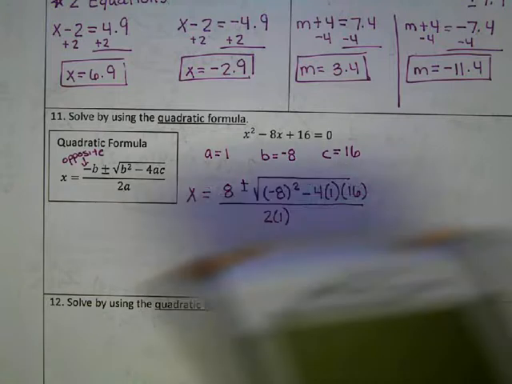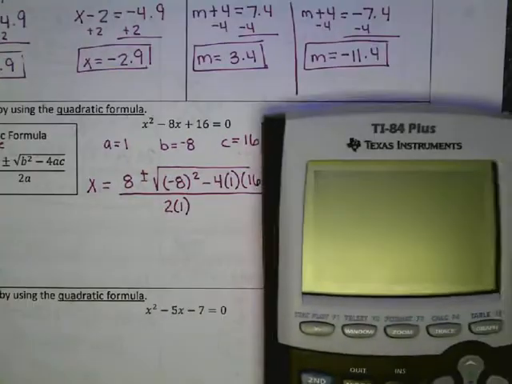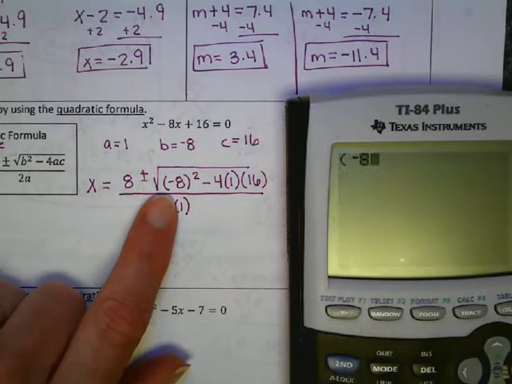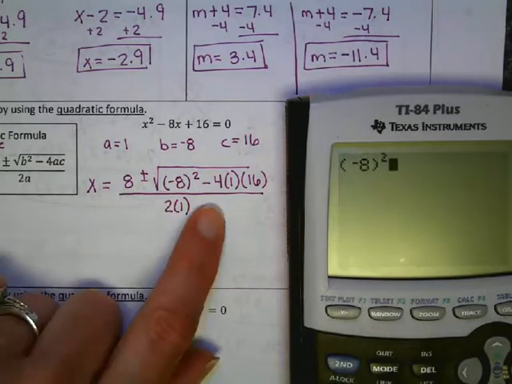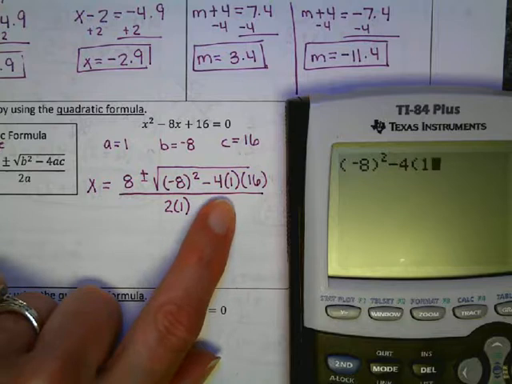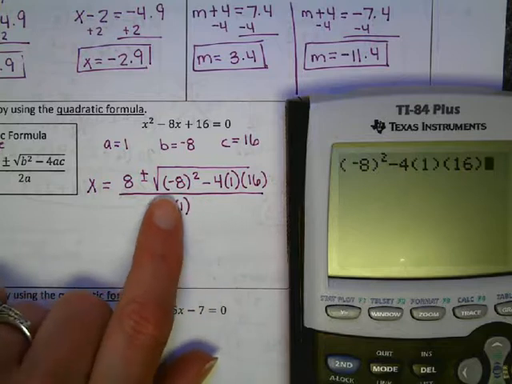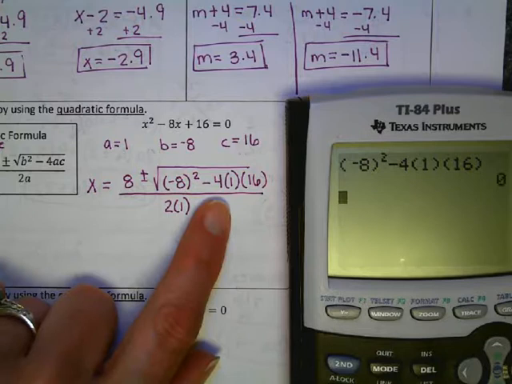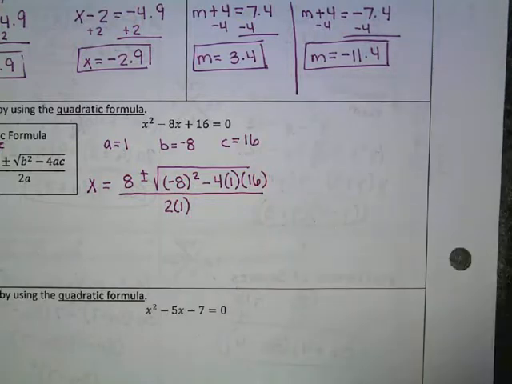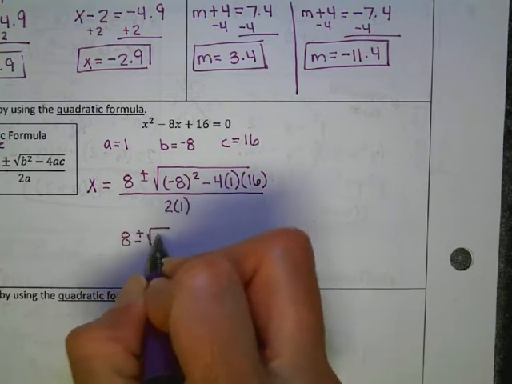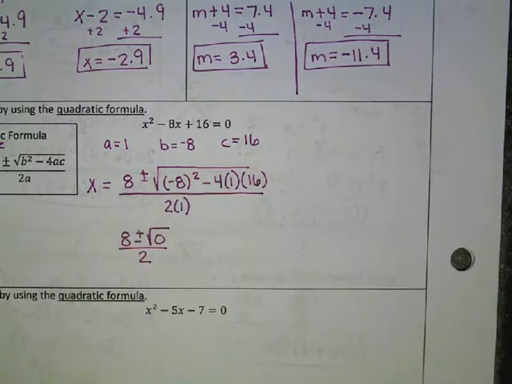So I'm literally going to use the same thing here. We're going to put parentheses around the negative 8 squared minus 4 parentheses 1 parentheses 16. We're finding what's called the discriminant, which you don't really need right now, but if you type all that in, we get 0. So we're going to be doing 8 plus and minus the square root of 0 divided by 2. Well, the square root of 0 is 0.